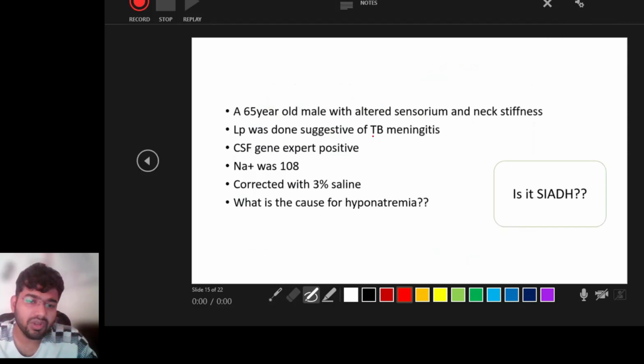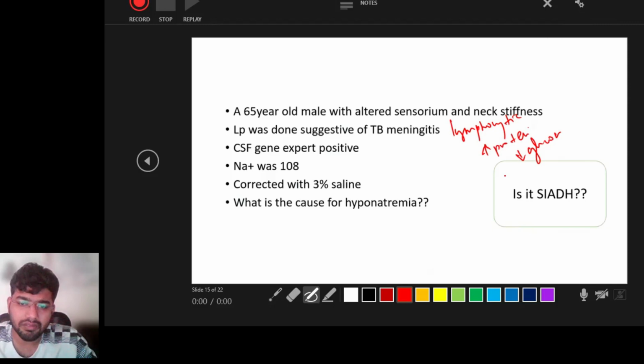So, now coming to the case: a 65-year-old male with altered sensorium and neck stiffness presents to you, and LP was done. It was suggestive of TB meningitis, that is, lymphocytic pleocytosis with increased protein in the CSF along with a mild decrease in glucose, which is classical of TB meningitis. CSF GeneXpert was done and was positive, hence ATT was started, and the sodium was also low, and it was corrected with 3% saline.